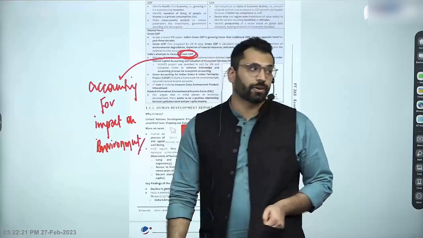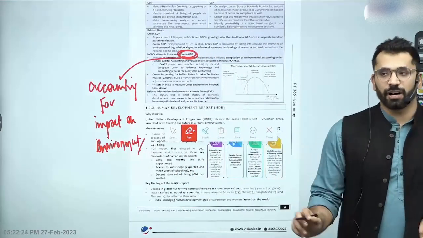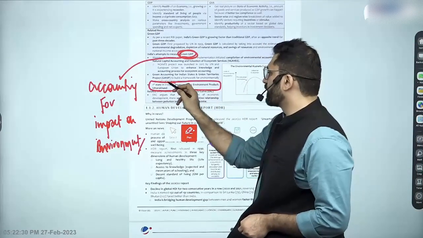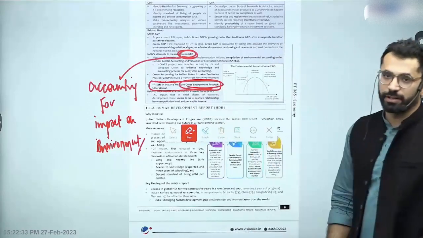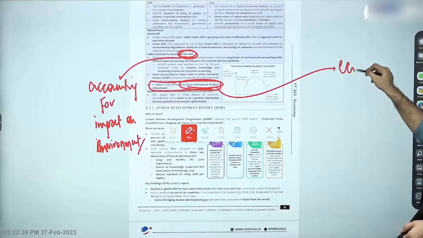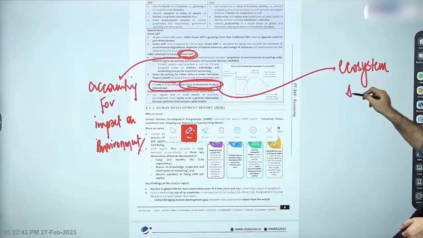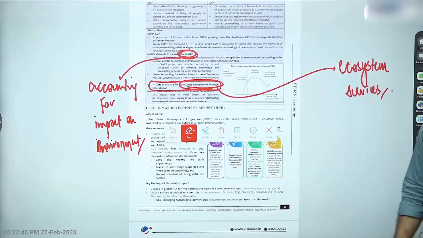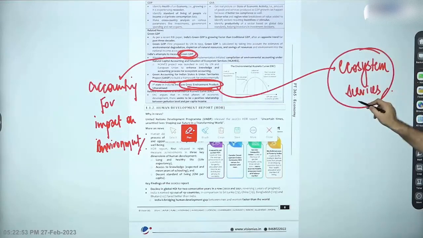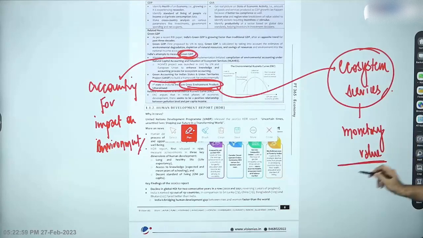The gross domestic product, which is adjusted for the impact on environment, is your green GDP. The first state in India to measure gross economic environment product. What is gross environment product? There are certain ecosystem services. The environment or the ecology provides certain services to the human population. These ecosystem services are given a monetary value. This is what is referred to as the gross environment product.